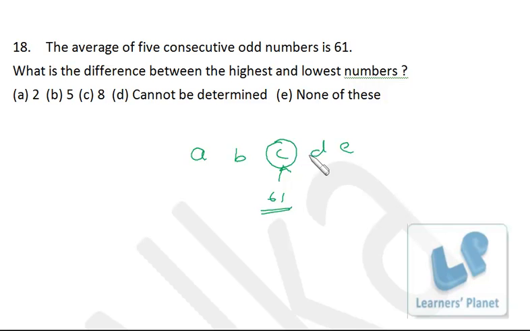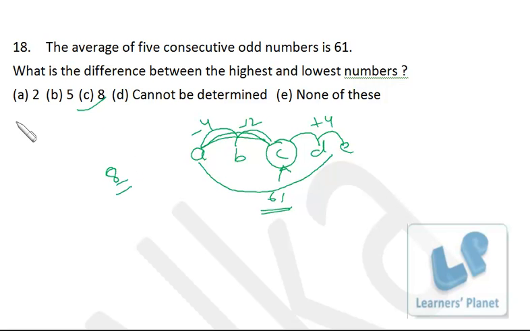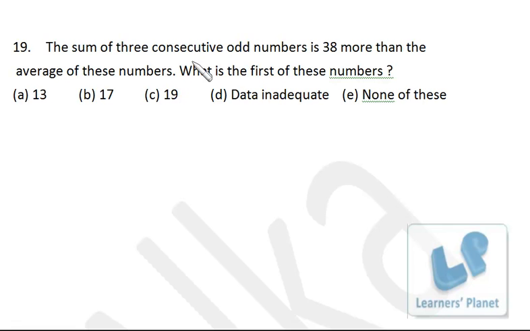Now these are 5 consecutive odd numbers, so this number must be plus 2 and this must be plus 4. This will be minus 2 and this will be minus 4, right? So the difference between the highest and lowest number is plus 4 minus minus 4, that's 8. Okay. The sum of three consecutive odd numbers is 38 more than the average of these numbers. What is the first of these numbers?